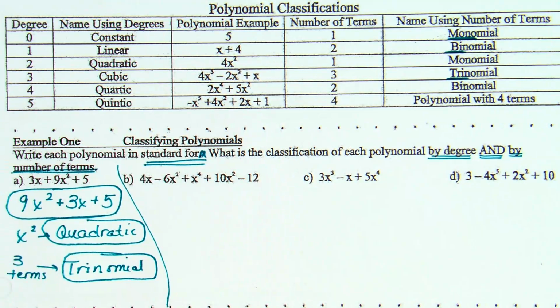Could you flip-flop the names? Like, could you say quadratic trinomial or trinomial quadratic? Yeah. I'm more making sure we're all understanding: what's it based on degrees? Then what's it based on terms? Just make sure we get all the pieces here.